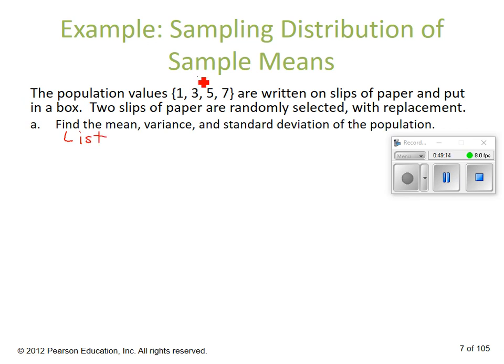So put those 4 numbers in the list for me on your calculator, 1, 3, 5, and 7. And then you're going to hit stat, 1-var stats. Then you got to put in list 1, and then hit enter. We want to know the mean, which is x bar. Referring back to this, hopefully you remember some of this. What's x bar on there?